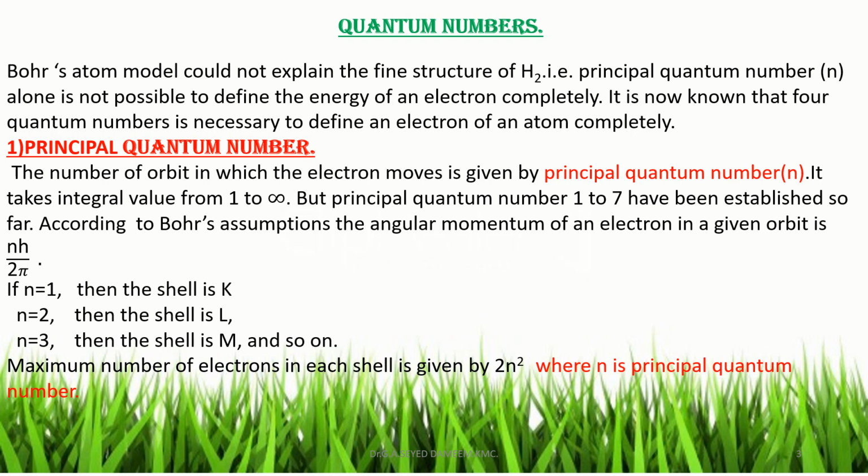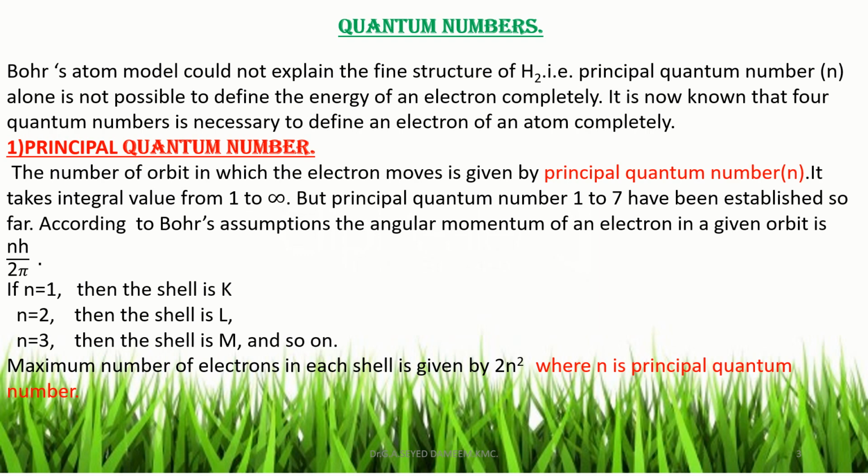Now the first one, the principal quantum number. The number of orbits in which the electron moves is given by the principal quantum number, and the symbol of the principal quantum number is n. It takes integral values from 1 to infinity, but principal quantum numbers 1 to 7 have been established so far. According to Bohr's assumptions, the angular momentum of an electron in a given orbit is nh by 2 pi, that is n h-cross, where h-cross is the reduced Planck's constant and n is the principal quantum number.